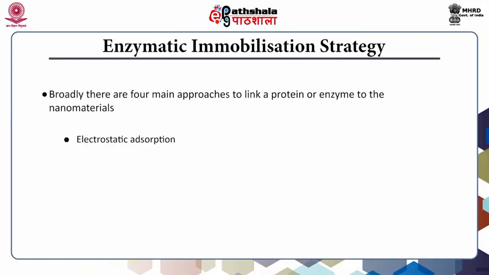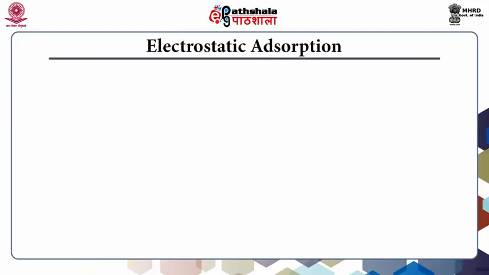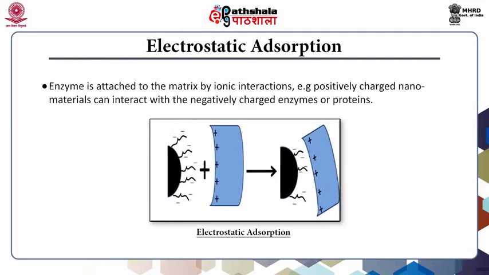Various strategies are there for linking an enzyme to the nanomaterials. They can be classified as electrostatic adsorption, covalent attachment, conjugation to a specific affinity for a protein, and direct conjugation to the nanomaterial surfaces. In electrostatic adsorption, the enzyme is attached to the nanomaterial by a physical method. The non-covalent interactions play an important role in binding the enzyme to the nanoparticle.